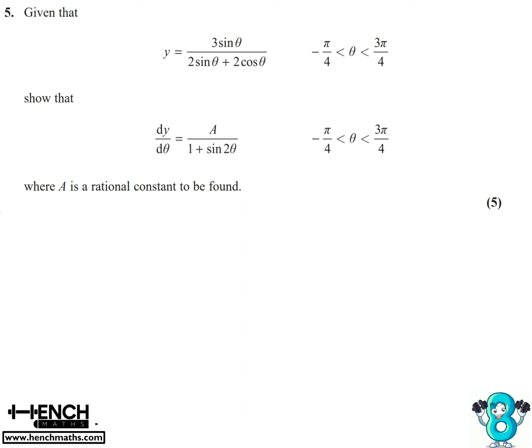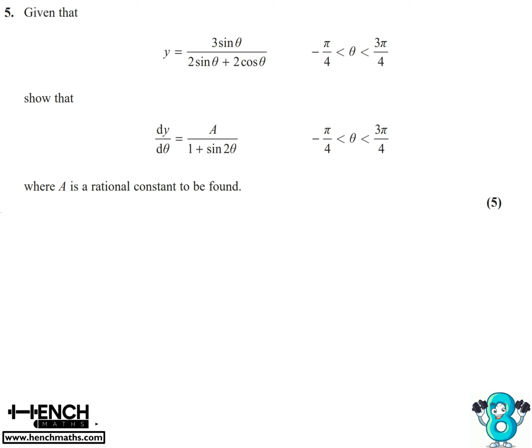Question 5. Given that y equals 3 sine theta, all divided by 2 sine theta plus 2 cos theta, in the range theta is from negative pi over 4 to 3 pi over 4, show that dy by d theta is equal to a over 1 plus sine 2 theta in the same range for theta, where a is a rational constant to be found.